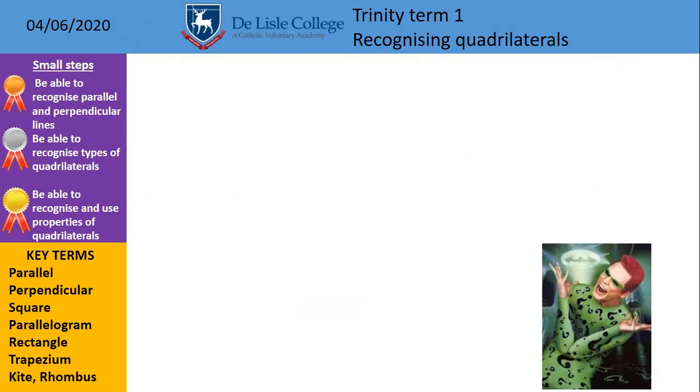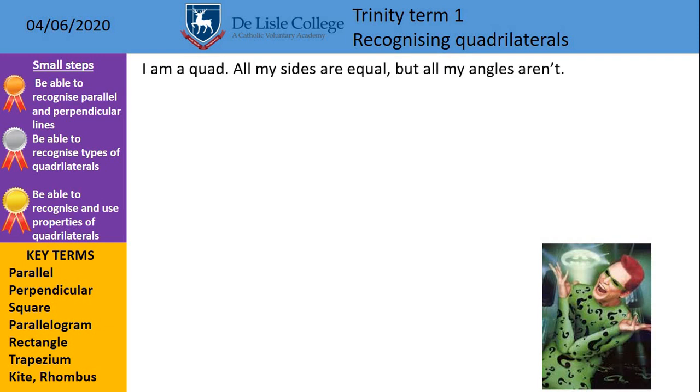Next up we've got a little bit of a bonus on top of this true or false, and this comes directly from the Riddler himself. I'm going to put up a statement, and I want you to suggest a shape that makes that true. They're going to appear one at a time, and when I say quad, we're just being a little bit lazy and not going with the word quadrilateral. I'm a quadrilateral, all my sides are equal, but all my angles aren't. I'd like you to give me a suggestion for what quadrilateral that could be.